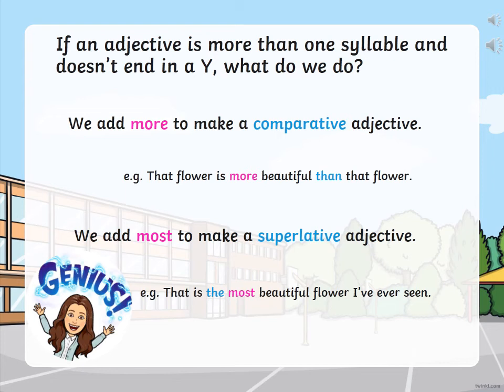That flower is more beautiful than that flower. That painting is more amazing than that one. We add most to make a superlative adjective. That is the most beautiful flower I've ever seen. That is the most amazing picture I've ever seen.